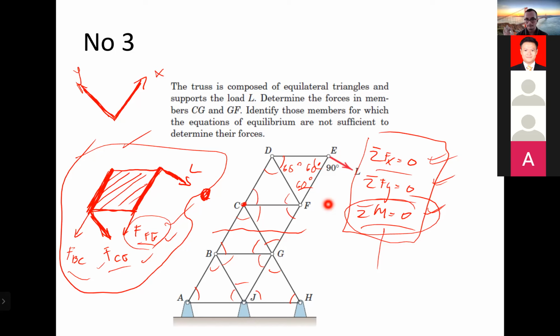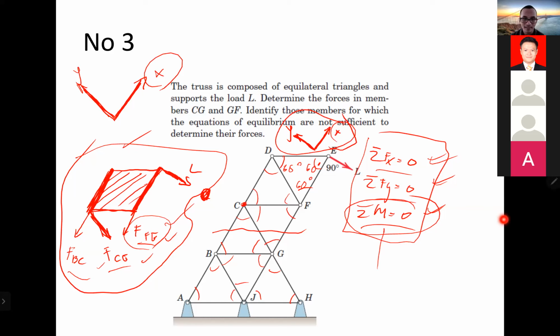Parallel with EF, E and DC. So if I draw it here, it will be like this. This one is my x, this one is my y. Because by determining a new coordinate like this, it will ease the calculation. Later, when you use sigma fx equal to 0, then use this as your x.